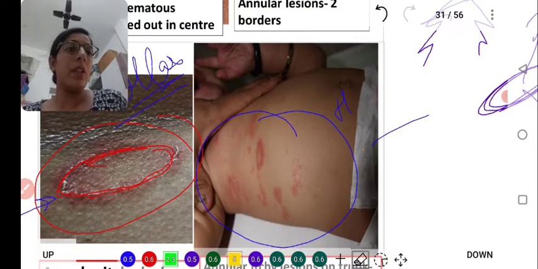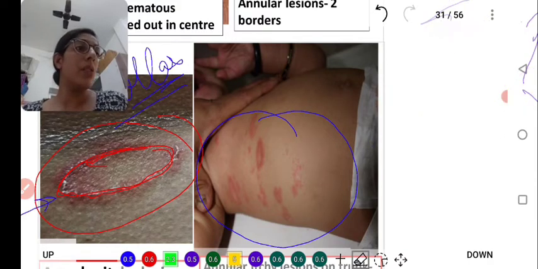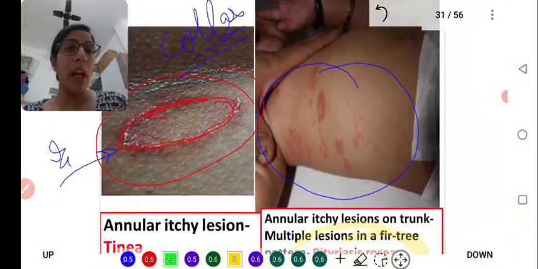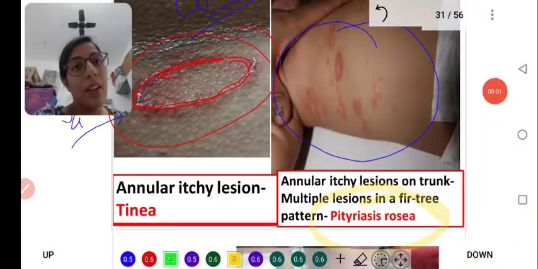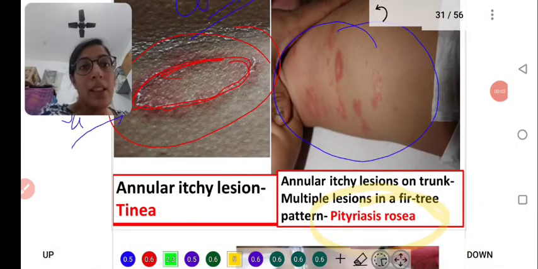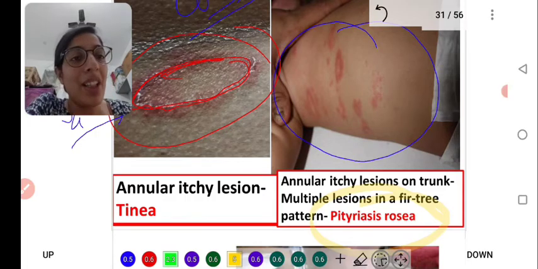Collarette scales was a question in your NEET PG July 2022. Let's continue with the next image.